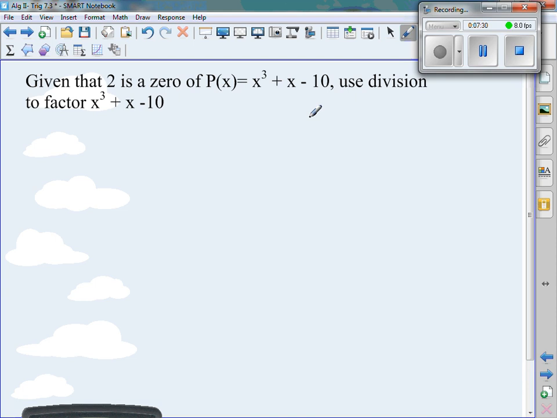Given that 2 is a 0 of p of x equals x cubed plus x minus 10, use division to factor x cubed plus x minus 10.